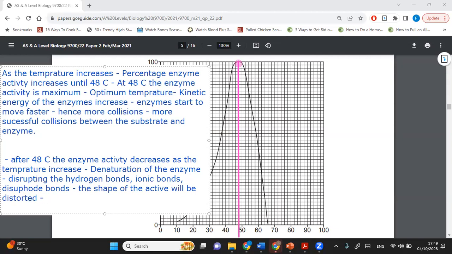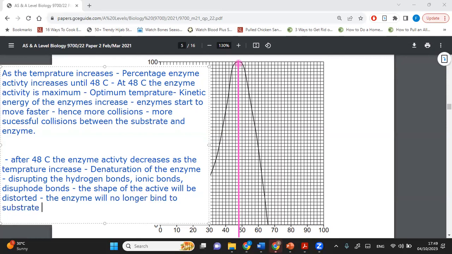And as a result, what will happen? The enzyme will no longer bind to substrate, hence enzyme activity. So that is the answer that you're going to give in this.